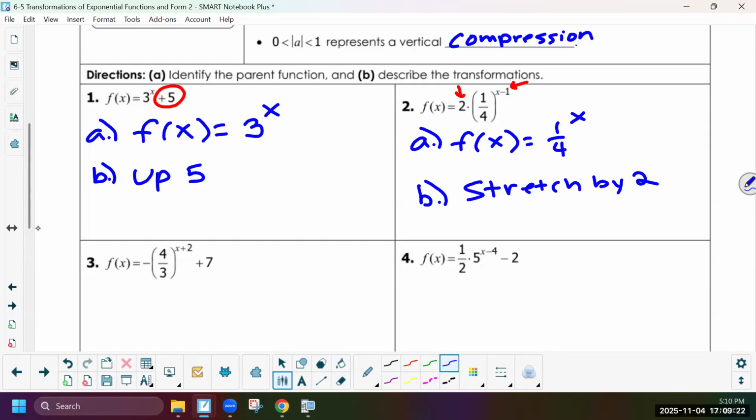And the x - 1, that's a horizontal shift. When we're subtracting 1, we're actually moving right 1. Opposite of what you think it is. Go ahead and pause the video and see if you guys can try 3 and 4.